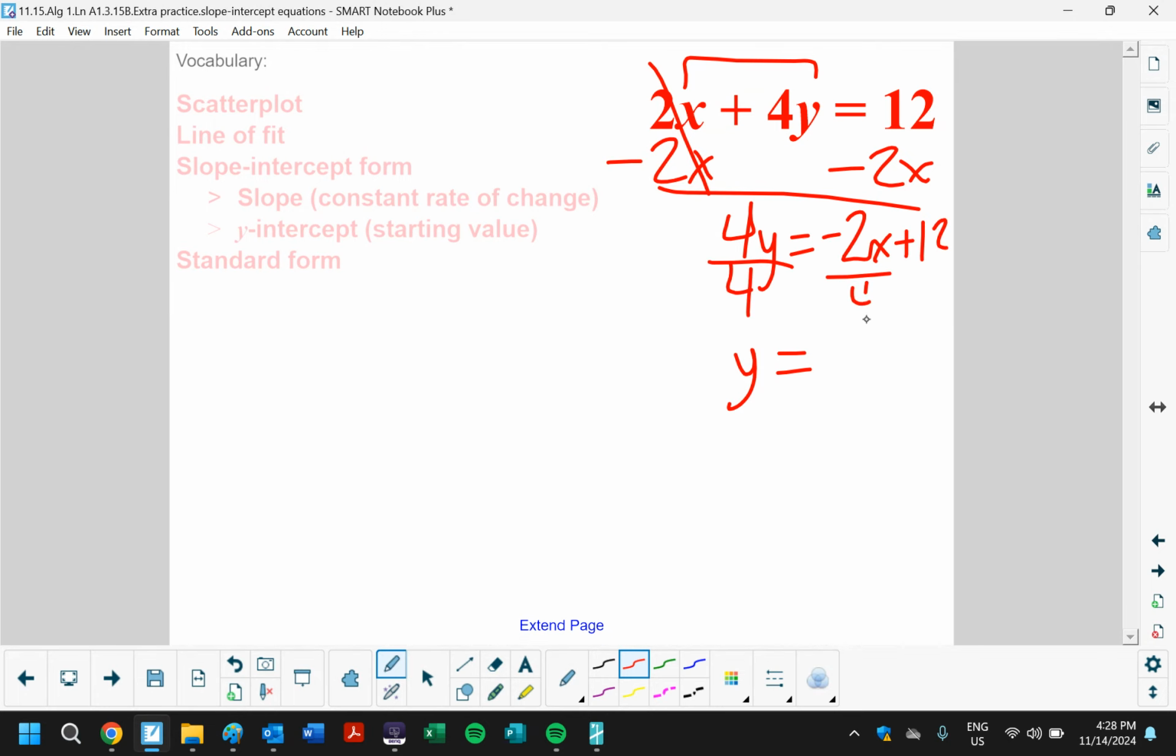Inverse of multiply is divide, being fair to everything. And I will choose to reduce the quantity. I think that makes for a nicer slope. And the y-intercept is going to be a positive in this case.